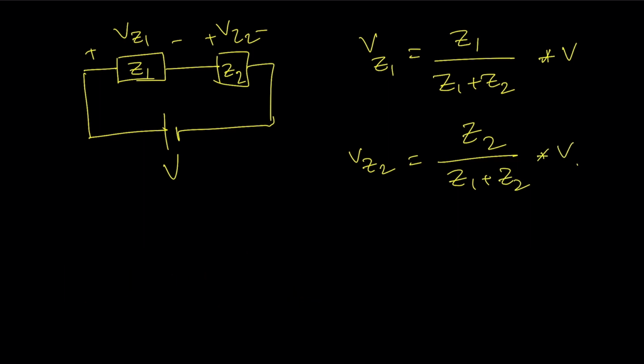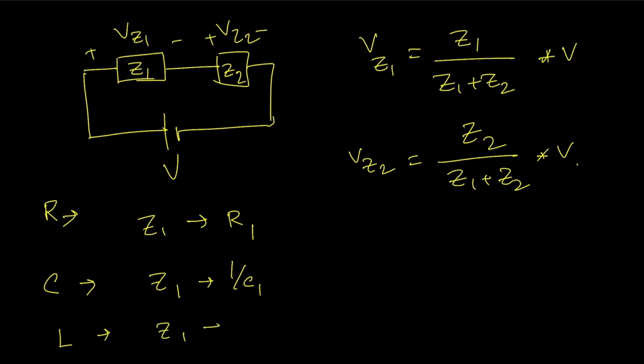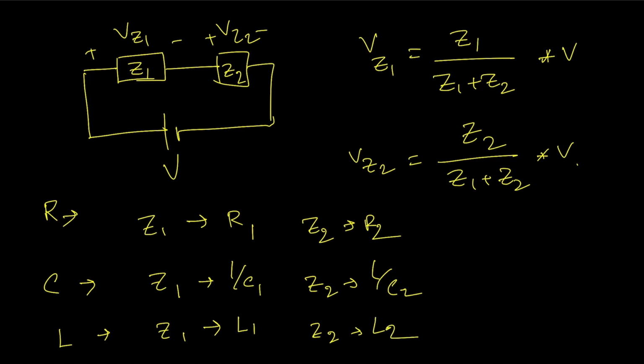Okay. For the resistive circuit, we can replace Z1 by R. For capacitive circuit, we can replace Z1 by 1 by C1. Okay. For the inductive circuit, we can replace Z1 by L1. For Z2 will be R2, Z2 will be 1 by C2, and Z2 will be L2. Okay. So for the resistive circuit, these two formula will be okay.